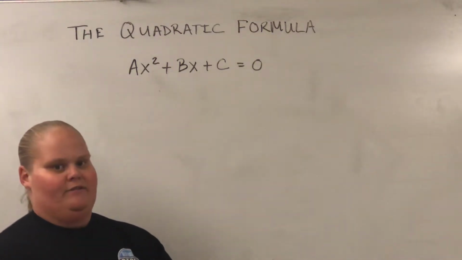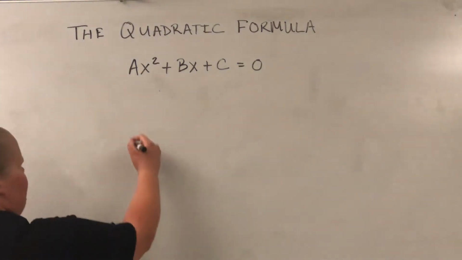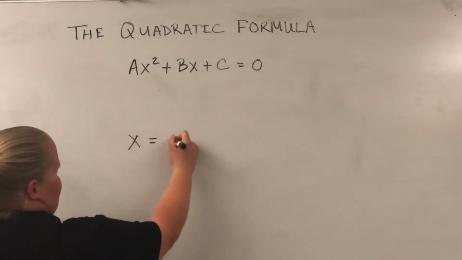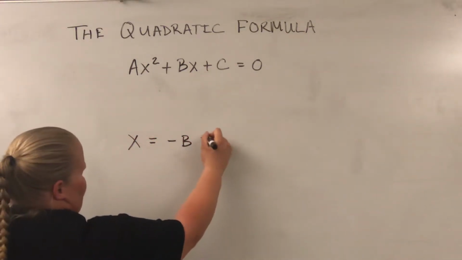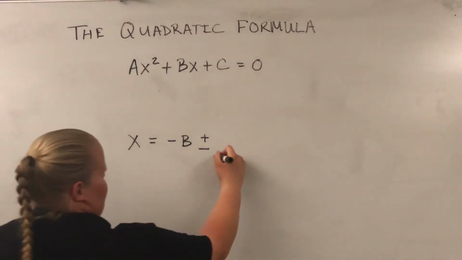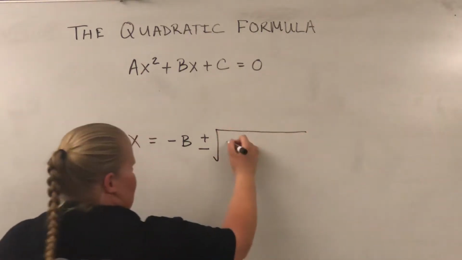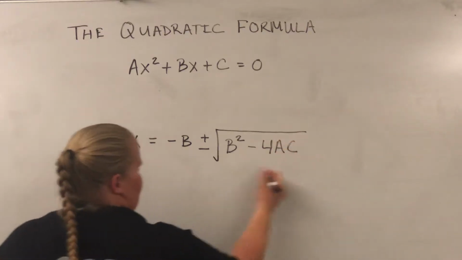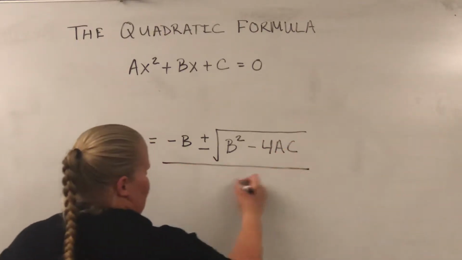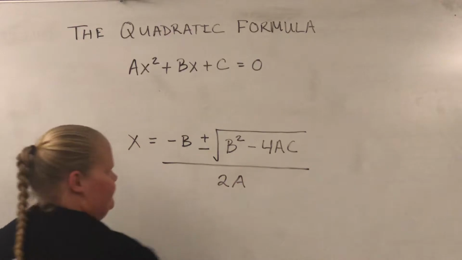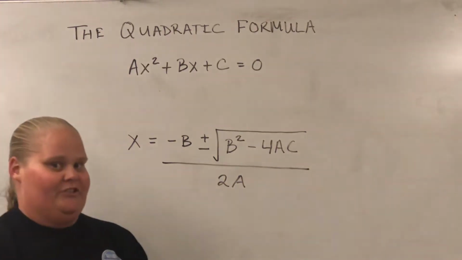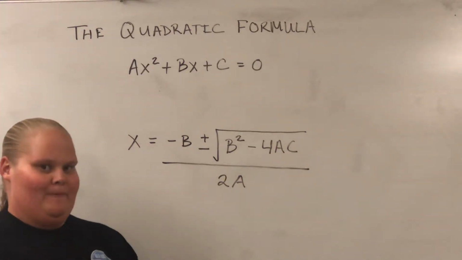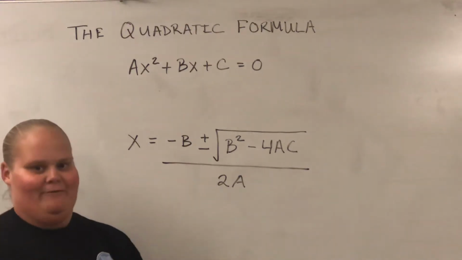There's a literal formula where you can take a, b, and c and plug those numbers in to figure out what x is. That formula is x equals negative b plus or minus the square root of b squared minus 4ac, all over 2a. Now this actually goes to the tune of Row, Row, Row Your Boat, but we'll skip that for now.